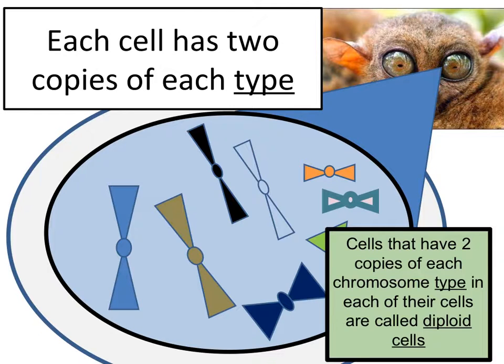And so cells that have 2 copies of each chromosome type in each of their cells are called diploid cells. Okay, and it should clue you in that it's a diploid cell, that a diploid cell has 2 copies of each chromosome type because of that di prefix, right? So that means 2. So if you have a cell that has 2 copies of each chromosome type, then we call it a diploid cell, and that's some vocab to remember. So you would say, as a biologist, that tarsier cells are diploid.